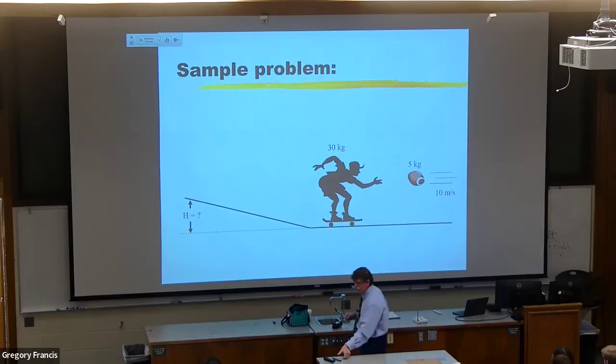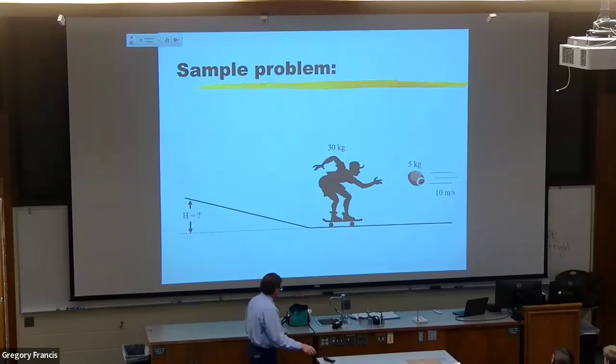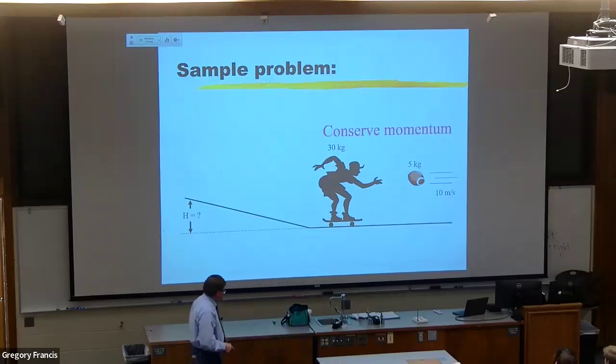For example, in this problem, we have a kid on a skateboard. The wheels on the skateboard are really, really good so that we don't have to worry about friction, okay? And this kid catches a 5 kilogram, that's a pretty heavy football, going at 10 meters per second. And he catches it. And so that's going to be a collision. And I know that it's going to be a maximally inelastic collision because they move together. And so if I conserve momentum, I can figure out how fast he's going right after he catches that ball.